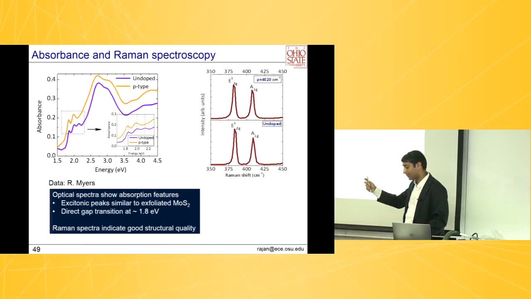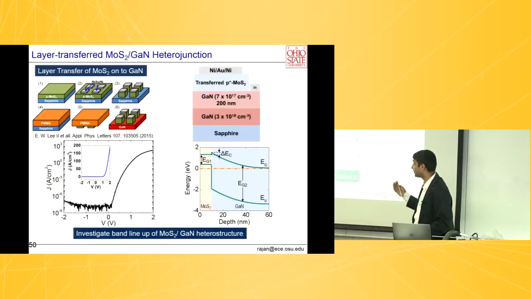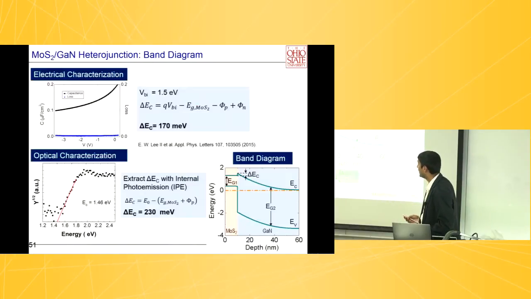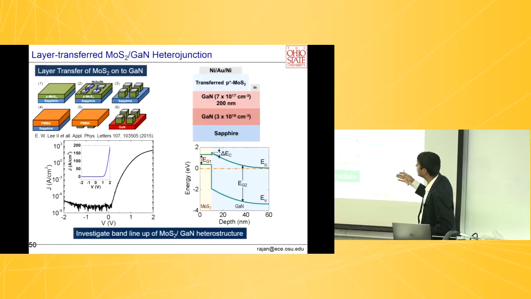We have to control the doping. We have to understand a lot of the parameters and so on. But I just want to show you that we can use this doping, and we take the P-type MoS2 and put it on GaN. We can basically make PN diodes, which work fairly well, and we can actually extract what the band diagram looks like.